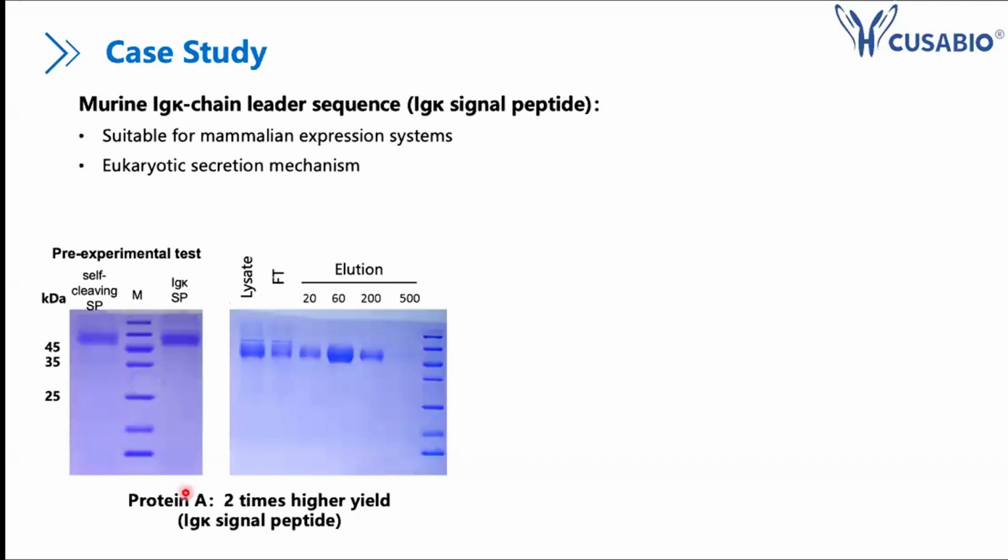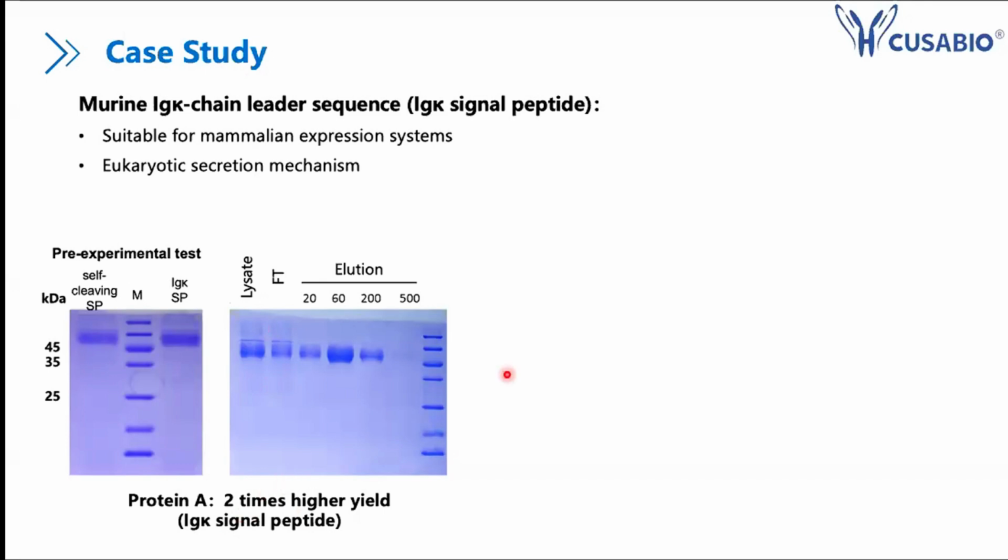For protein A, we know that it itself has a signal peptide. But we did a pre-experiment test comparing the self-cleaving signal peptide with the kappa signal peptide. In the pre-experimental test, the results showed that the kappa signal peptide can increase the protein. So we continued to use the kappa signal peptide, and the final protein yield confirmed this. Overall, for protein A, if you use the kappa signal peptide, the yield is 2 times higher.